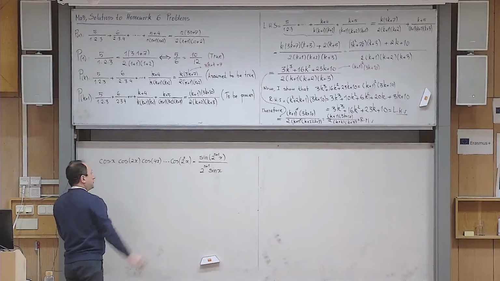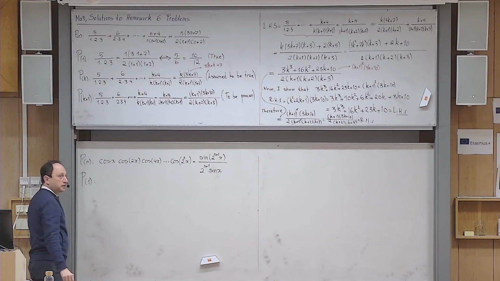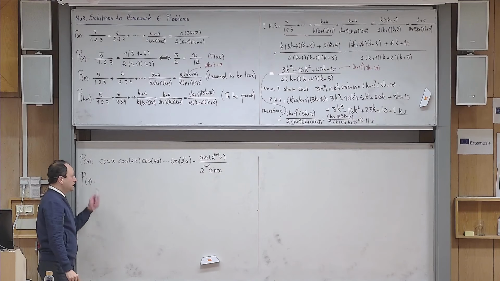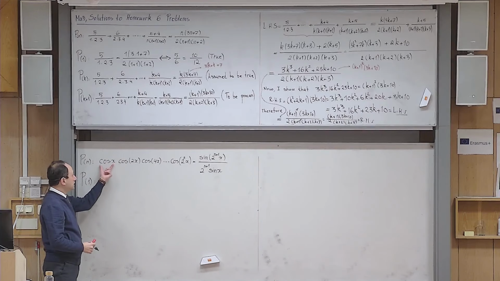I want to prove this, so as usual I call it P of n, and then first I check if P of 1 is true or false. But here you have to be a little bit careful. When I say P of 1, it's a common mistake. People take only the first term.